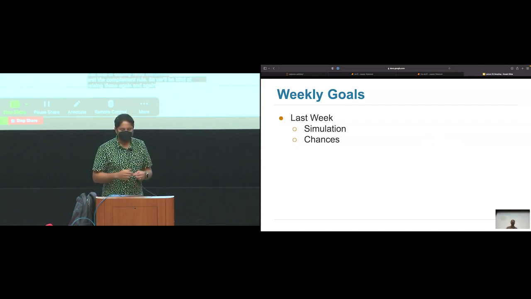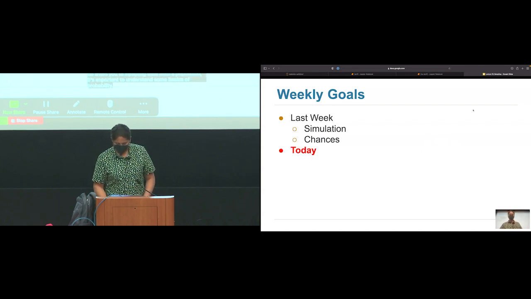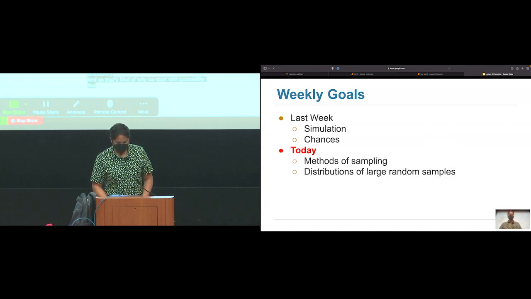That sets us up really nicely to start talking about sampling. When you're sampling data from a population, it's important to understand some basics of probability, and that's why we start with probability first. Then today we go into sampling, and we'll also see something interesting about the distribution of large samples. When you sample a lot of data, something interesting happens with the distribution.